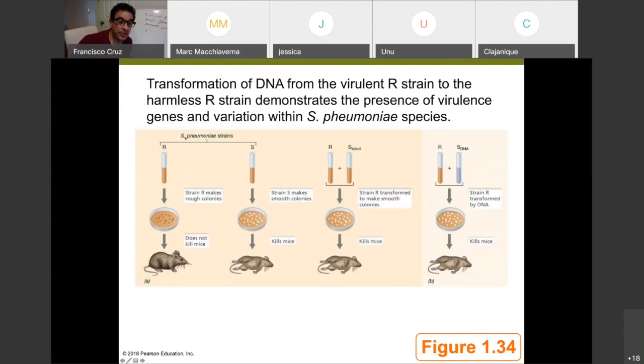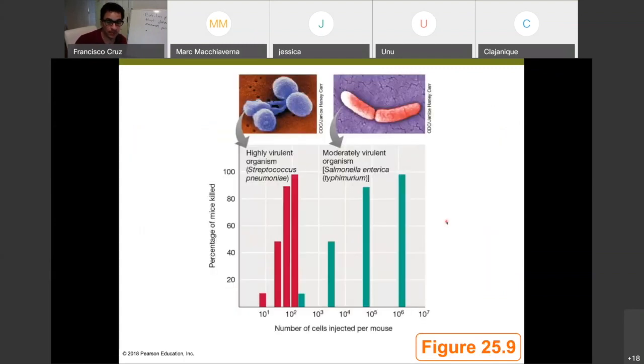Here we have Streptococcus pneumoniae, we have two different strains. You could say this is two different species, but if we kill the S strain and then we incubate it with the R strain, which previously couldn't kill the mice, and then we introduce that transformed R strain, then it kills the mice. So what this says is there are some genes within the species that can impart virulence. This ability to kill is just due to some difference in genes, but these genes are not essential for bacterial growth. Okay. Any questions there?